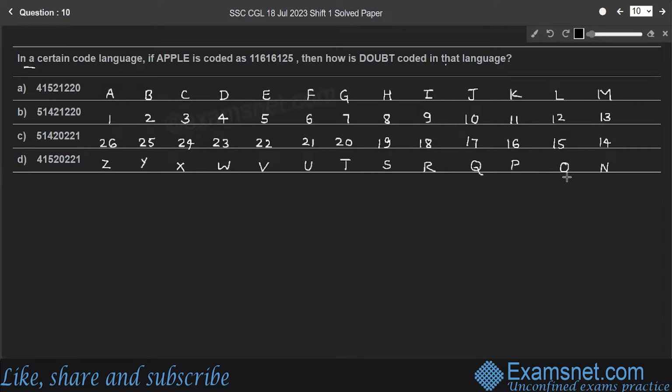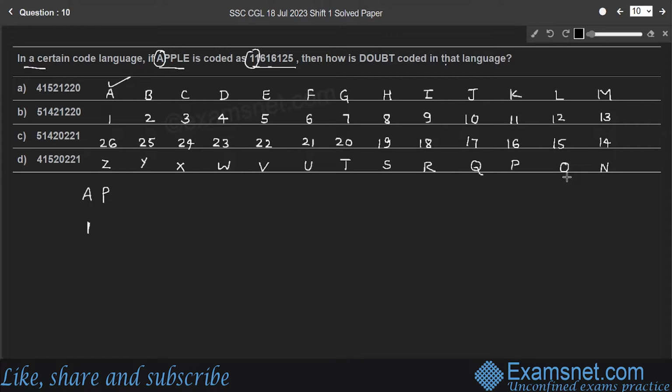Question number 10. In a certain code language, Apple is coded as 116.16125. Then how is Doubt coded in that language? Here, Apple is coded as 116.16125, right? So here A is coded as 1 because its positional value is 1, right? Therefore, A is coded as 1.